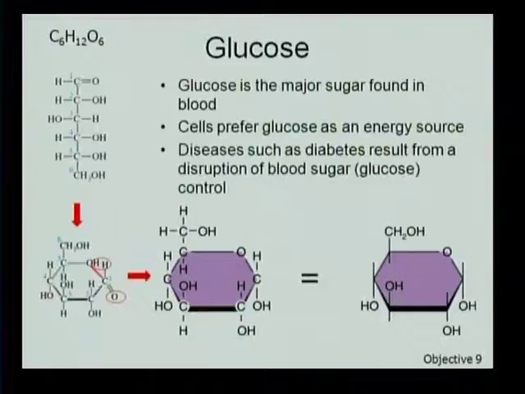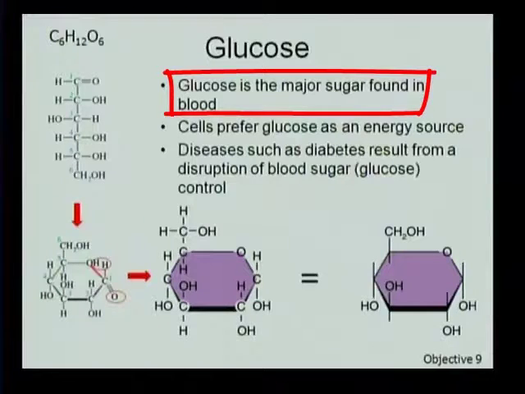The next group of carbohydrate monomers that we're going to look at are the hexoses. So this means that they have 6 carbon atoms. In each case, the formula is going to be C6H12O6, and that's why we call them hexoses. The first hexose we'll look at is glucose. Glucose is the major sugar found in blood.